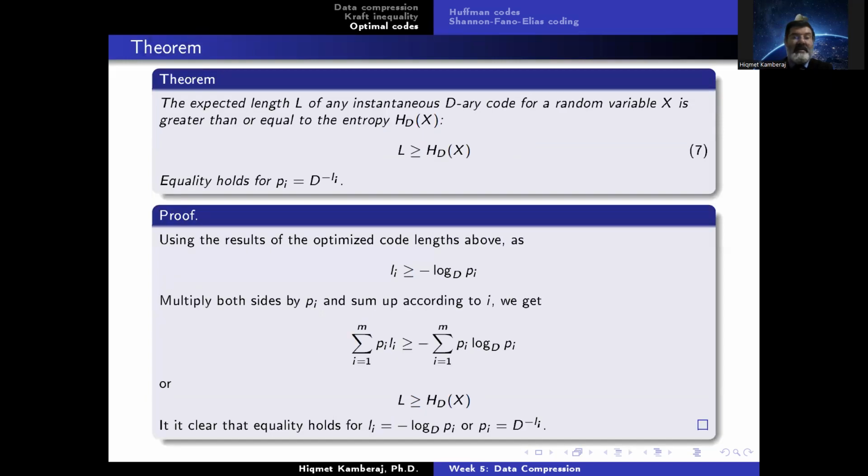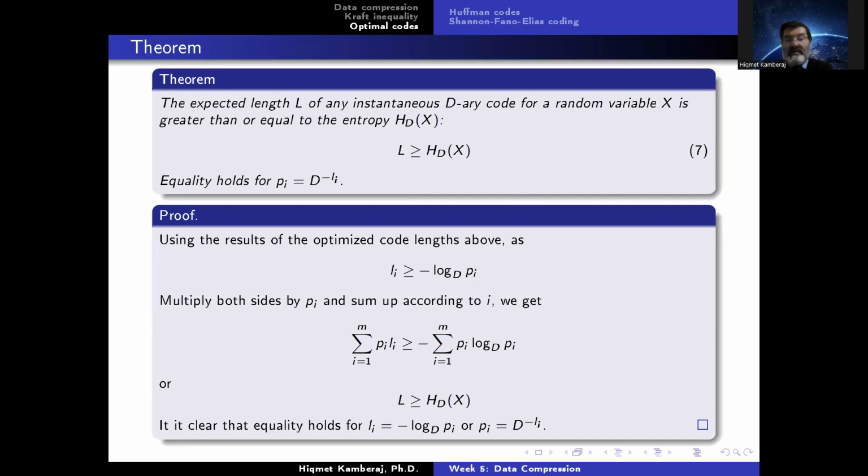Now we come to a theorem, which is actually eventually what we just proved. The expected length L of any instantaneous D-ary code for a random variable X is greater than or equal to the entropy H_D of X. This will give us a lower bound for the optimal expected length: L is greater or equal to H_D of X. Equality holds for p_i exactly equal to D to the power minus L_i.